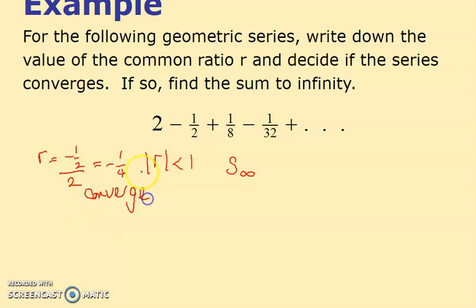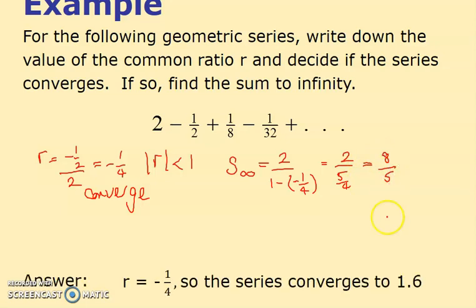And what does it converge to? Well, we're just about to find out. Sum to infinity is a over 1 minus r. There you go. 2 over 1 minus minus a quarter. So that's 2 over, effectively, 5 over 4. And that will give me, I turn it upside down and multiply, I reckon that gives me 8/5 or 1.6. Yes. Ding.